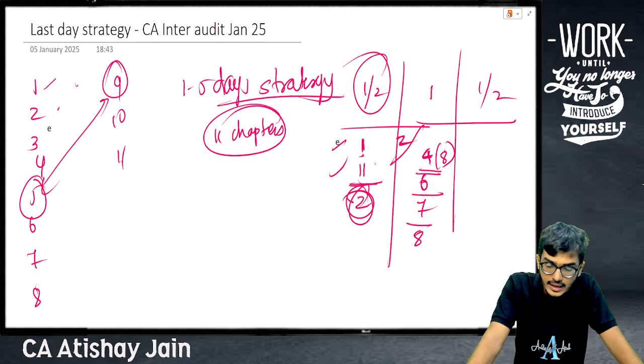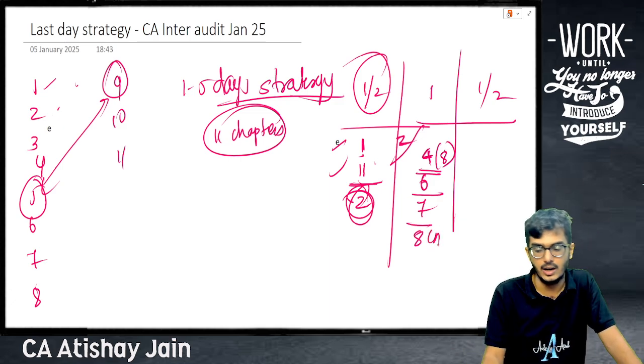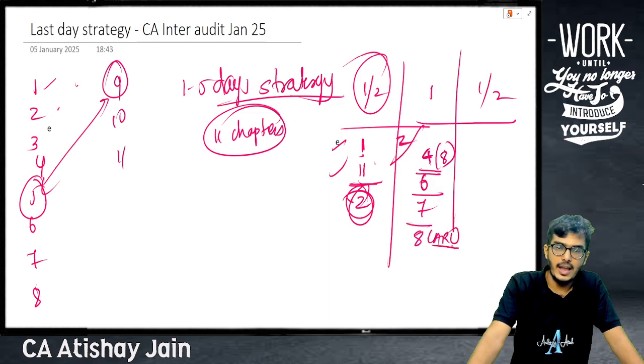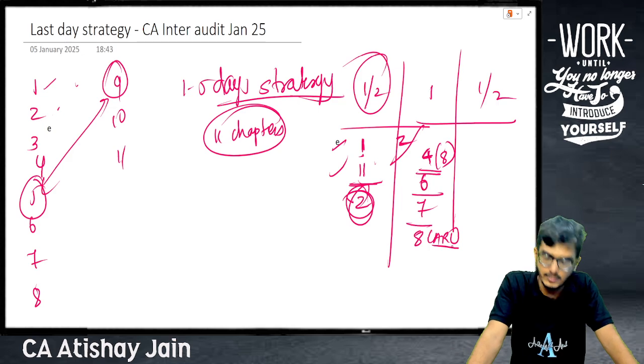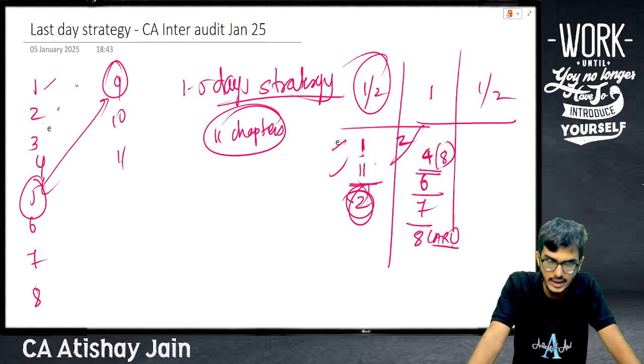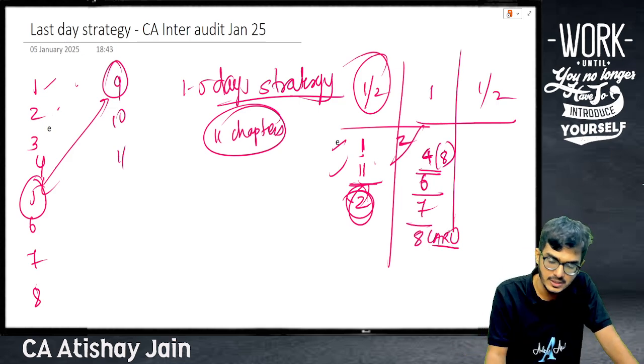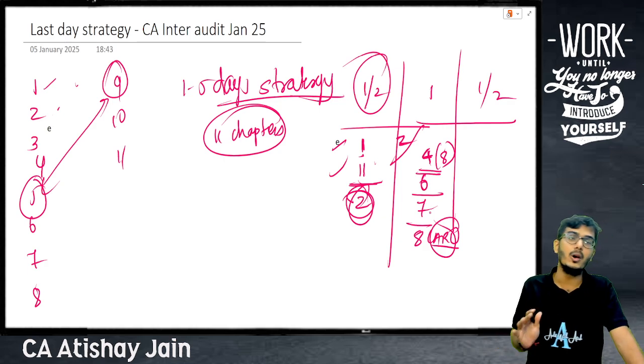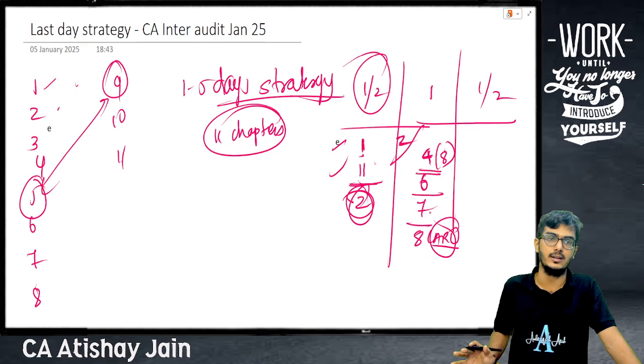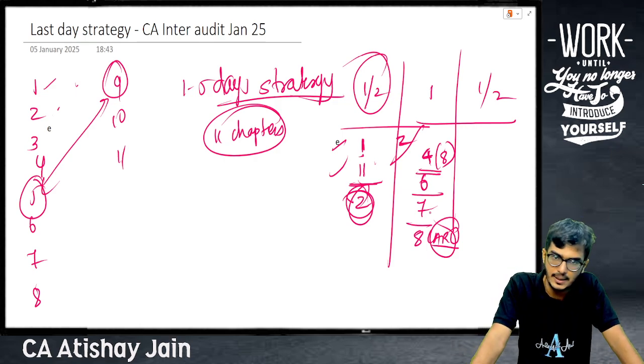Along with those SAs, there is something called CARO in your chapter. Every attempt, one question, definitely one question, comes from CARO. So please make sure that you never skip CARO. CARO is easy, very easy, easy scoring. So don't skip CARO at all.